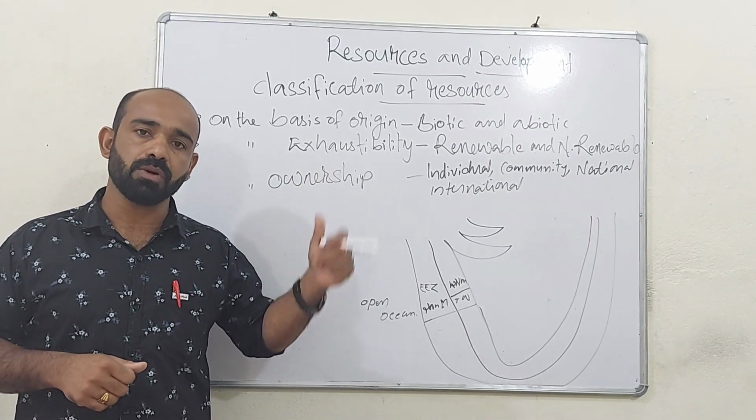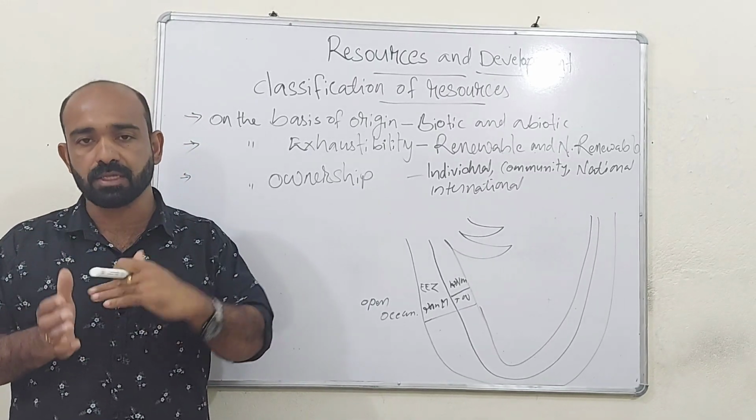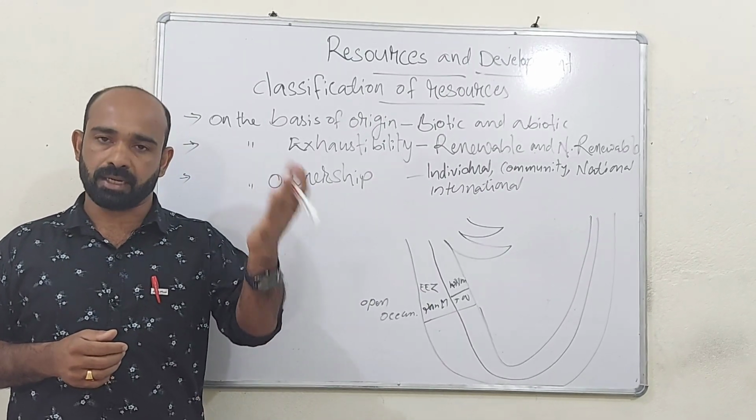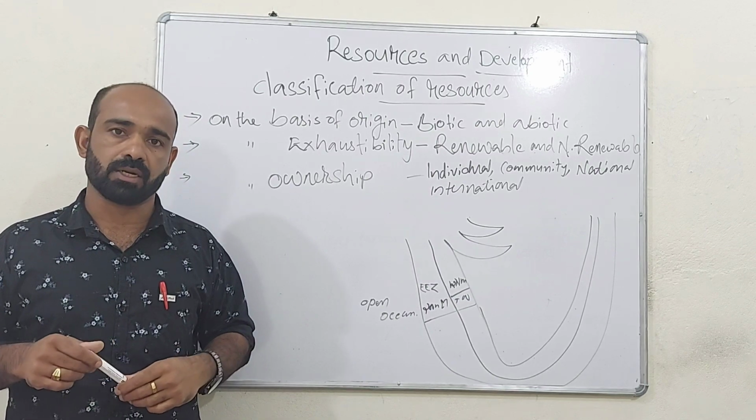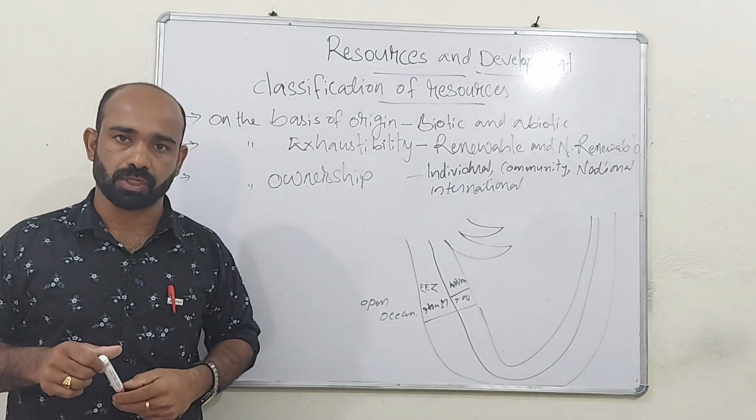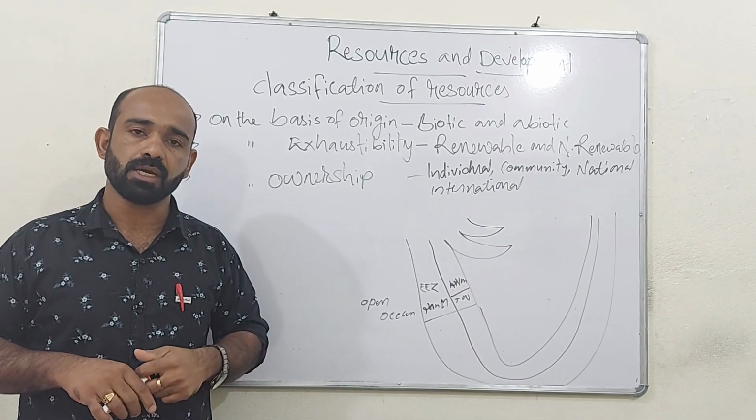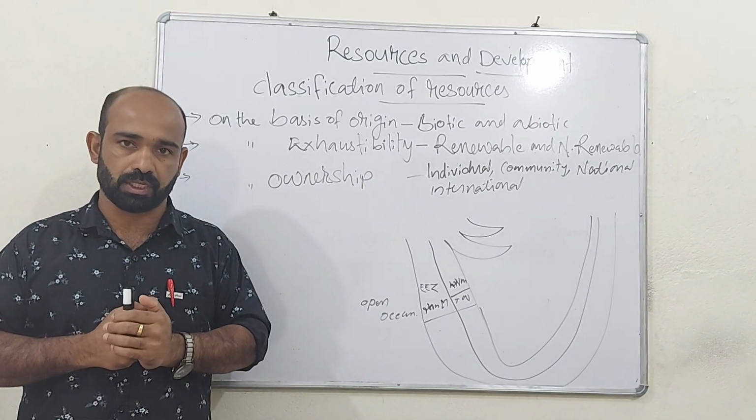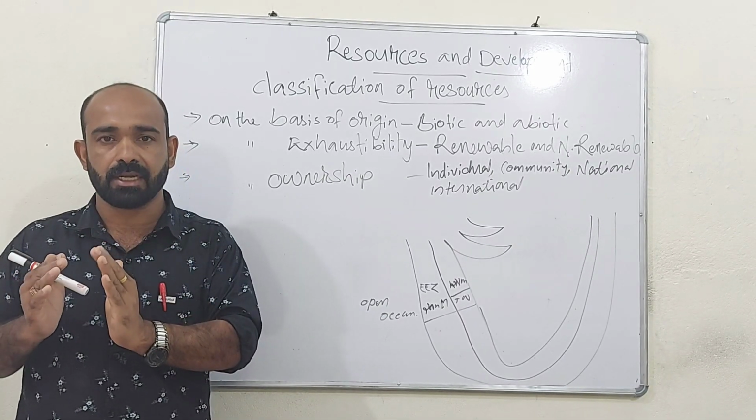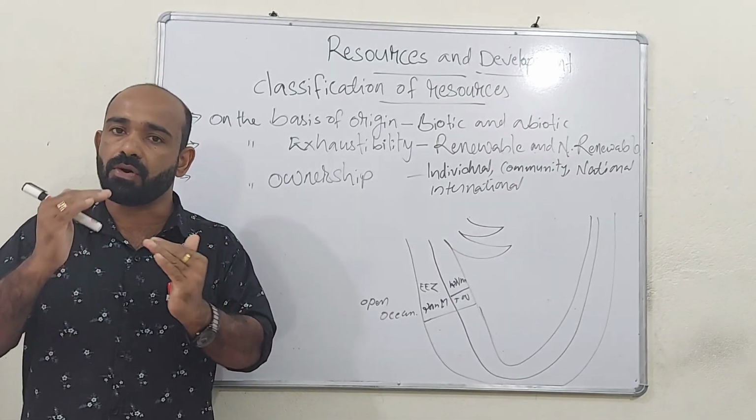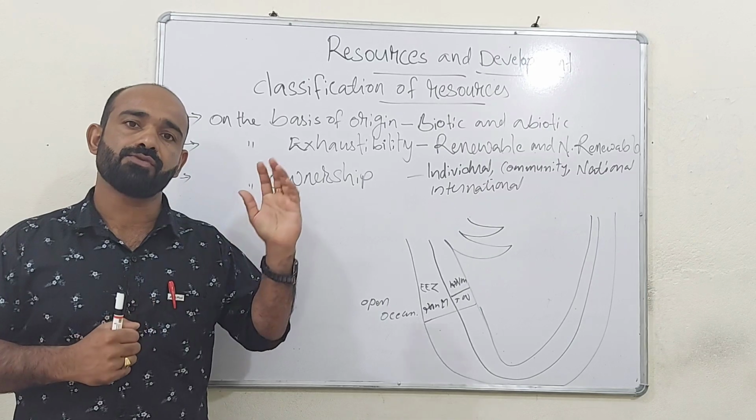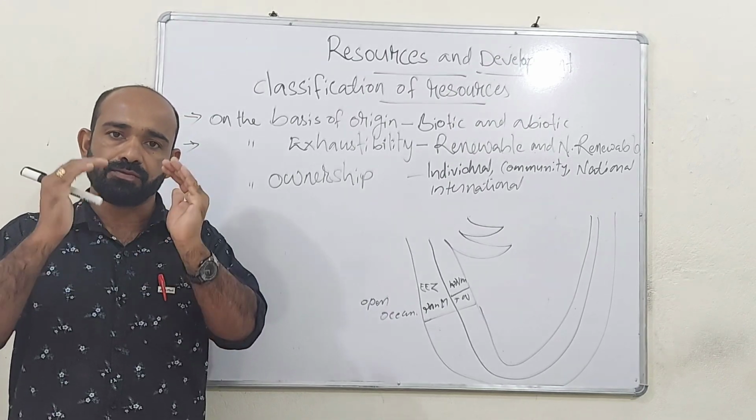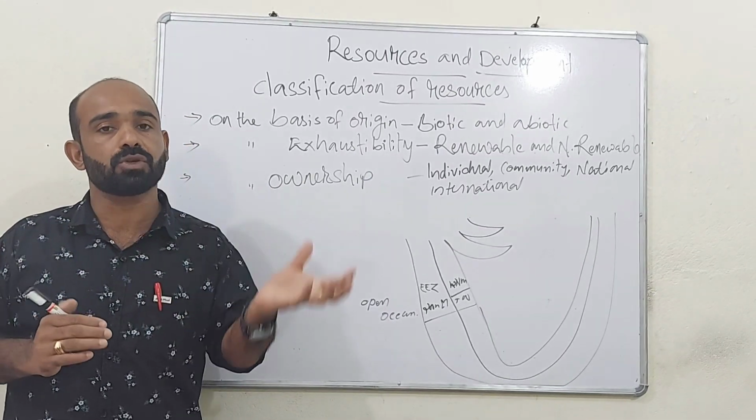Resources which can be renewed or replenished quickly can be called renewable resources, like solar energy, wind energy, tidal energy, wildlife, water. All these are examples of renewable resources. And non-renewable resources are resources which cannot be renewed or replenished quickly. Once stock is finished, it may take thousands of years for the formation. Like fossil fuels called petroleum, natural gas. For the formation of these fossil fuels, millions of years are needed.